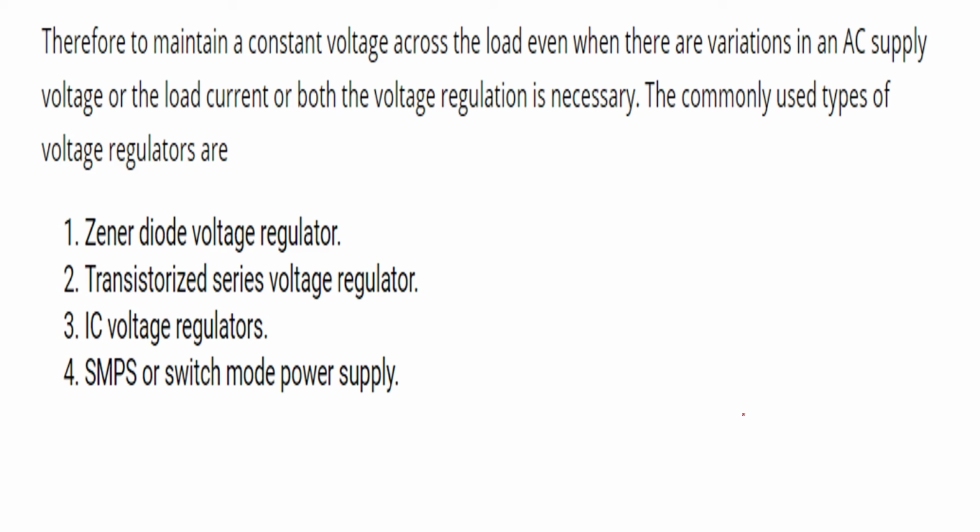There are various types of voltage regulator circuits. The first can be a Zener diode voltage regulator. The second can be a transistor series voltage regulator. The third can be IC voltage regulators. The fourth can be SMPS, that is, switch mode power supply. According to your application, you can use any one of these regulators to get a constant regulated output.